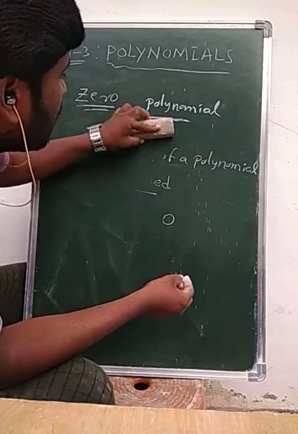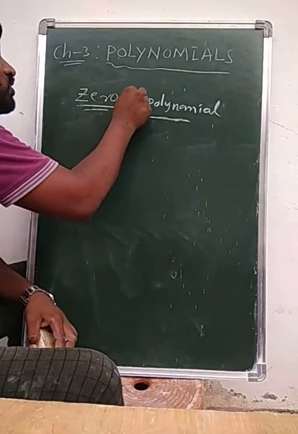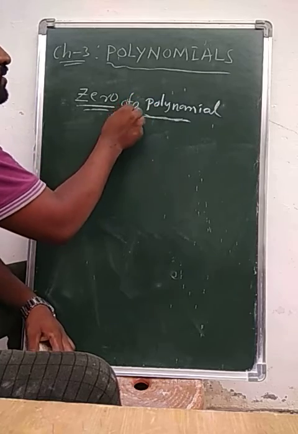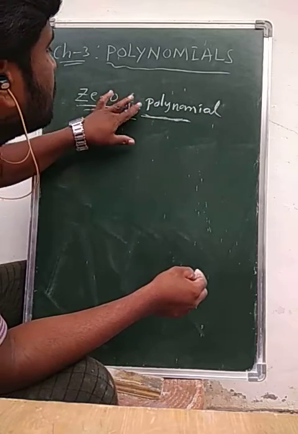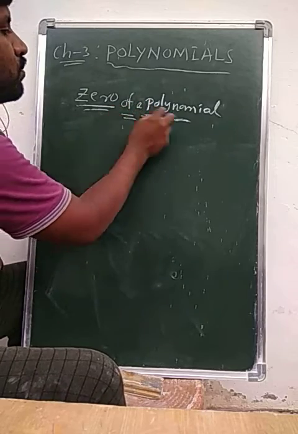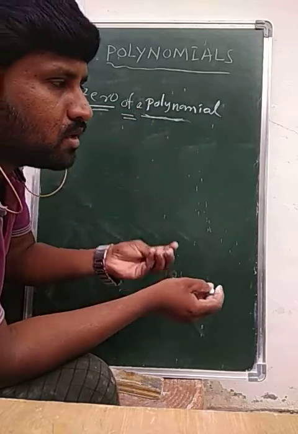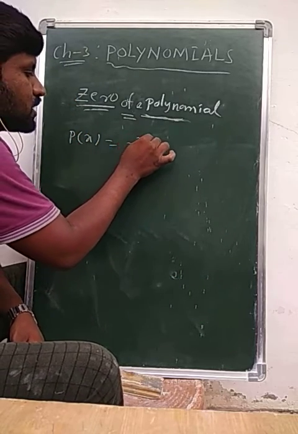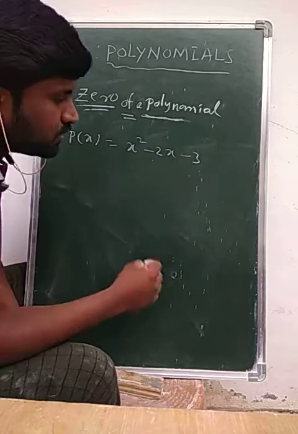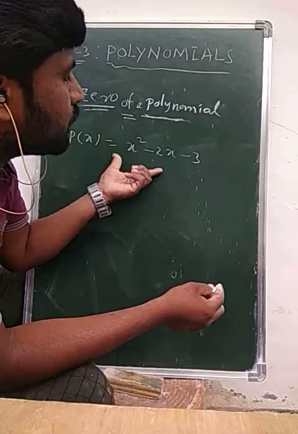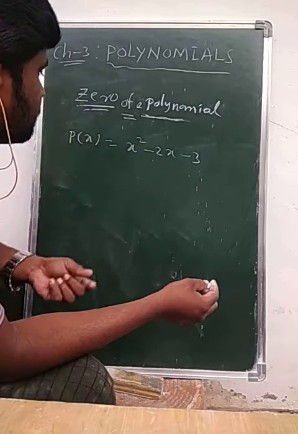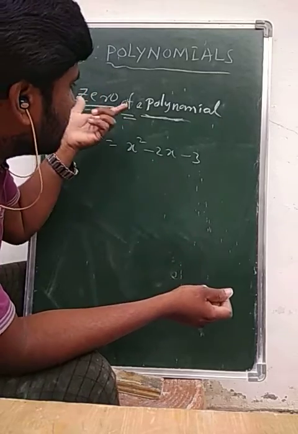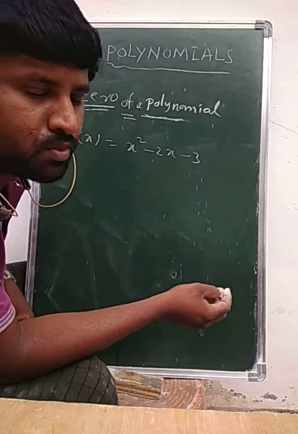Now what is zero of a polynomial? Just now we discussed zero polynomial. Now zero of a polynomial. Zero of a polynomial means, you consider any polynomial, p of x is equal to x square minus 2x minus 3. I have taken a polynomial in variable x.